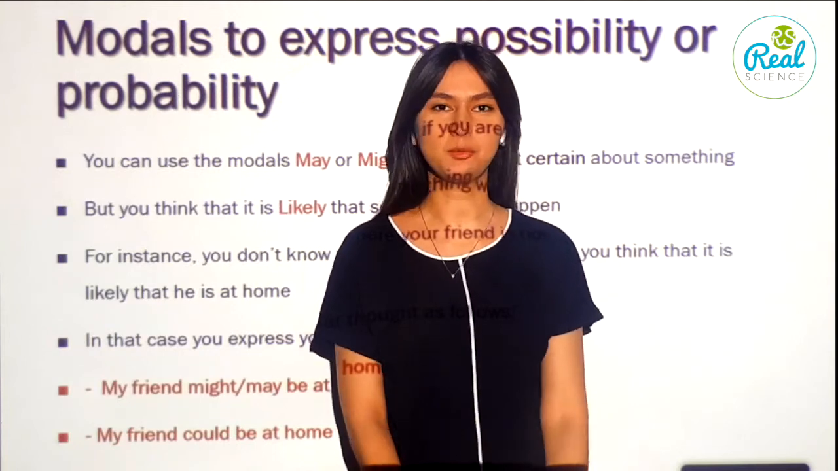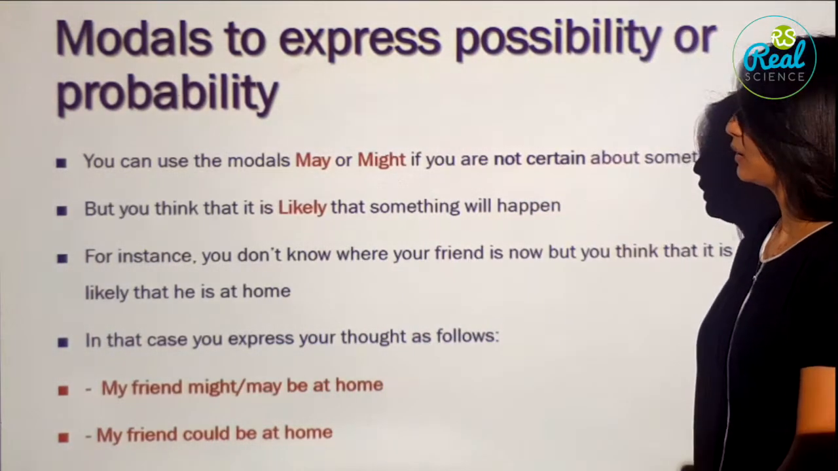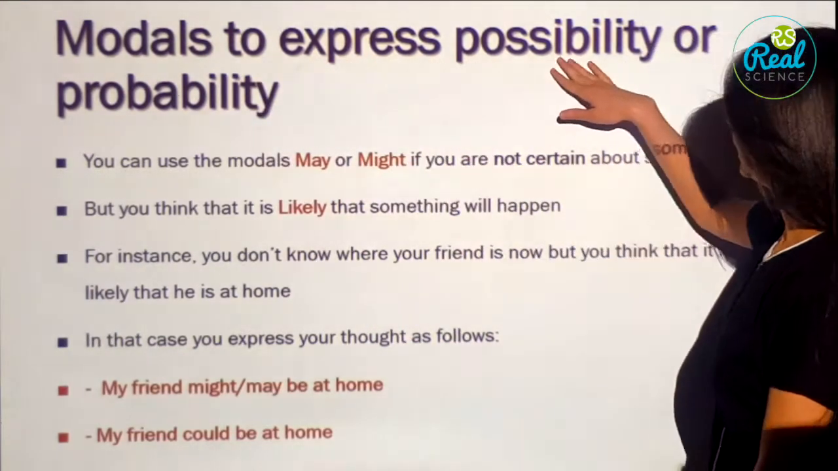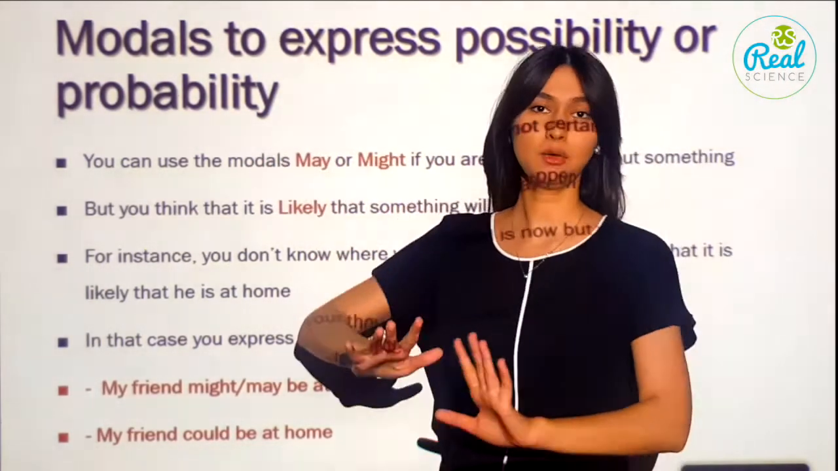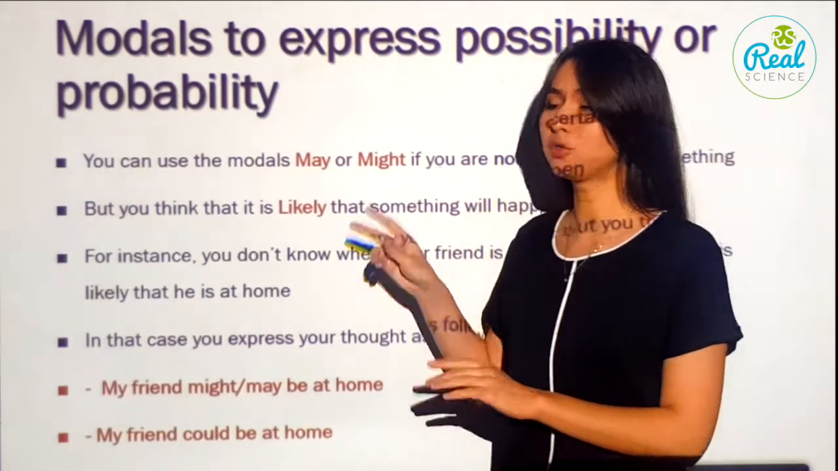Yeah, 50%, yes, okay. So modals to express possibility or probability. What kind of modals do we have? Here we have may and might. So we have two modals.